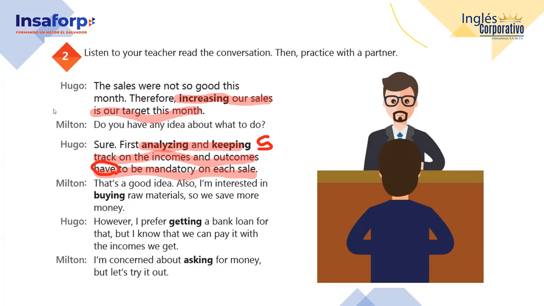Then, I'm interested, aquí sí está más fácil, okay? I'm interested in buying raw materials. After the verb? After the preposition. After the preposition, okay? However, I prefer getting a bank loan for that.